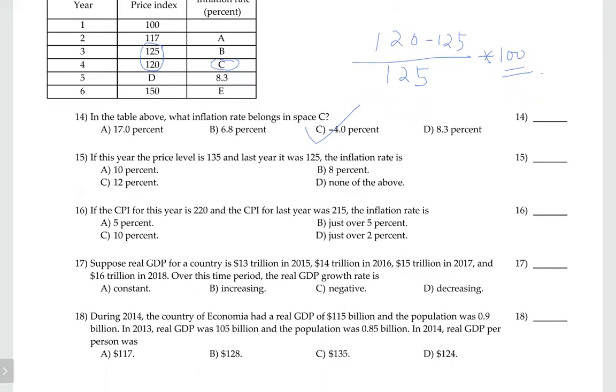If this year's price level is 135, last year was 125, inflation rate. Okay, so this is similar to here, right? So 135, the answer is B.